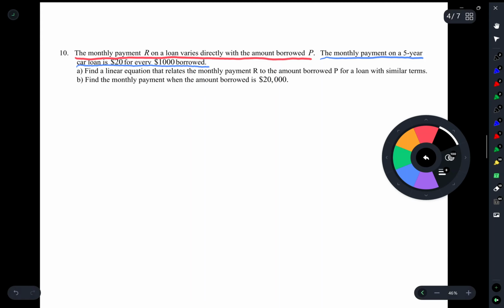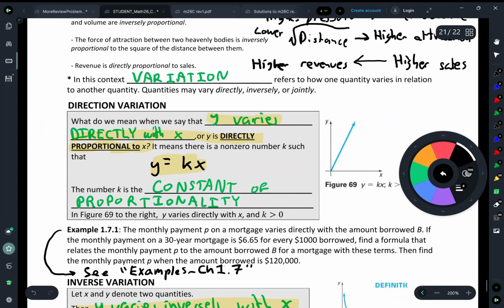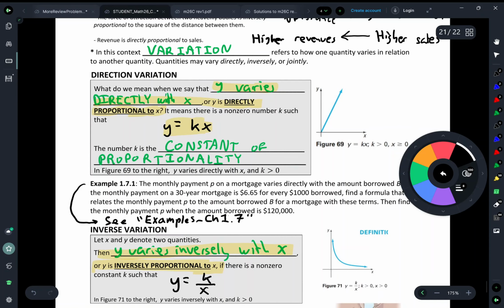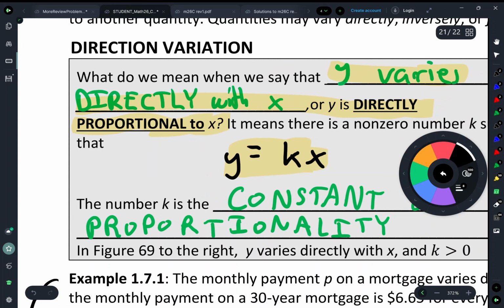This is a type of question we covered in section 1.7. So if you go to the 1.7 notes, which begin on page 21, you'll see that we have these two concepts of direct variation and inverse variation. If it's direct variation, then your relationship will be y equals k times x, where y and x are variables and k is some constant. We don't know what k is right now. It might be 2, it might be 7, it might be 1,000, it might be 1 over 20. We don't know, but we will find out eventually.